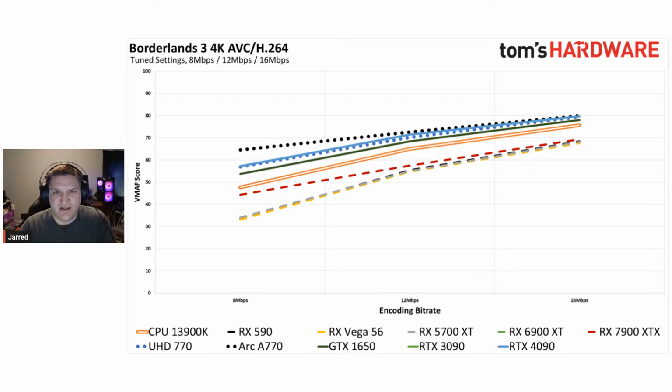Let's see. At the top, Arc got the best result at 4K. The 4090 is basically tied with it. The UHD 770, the integrated graphics on the 13900K CPU, is pretty close in terms of quality to the 4090. We'll get to performance after all the quality stuff here.